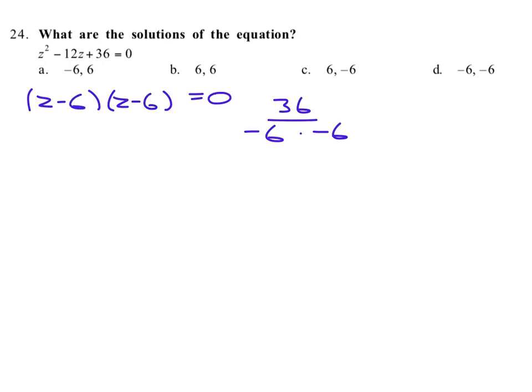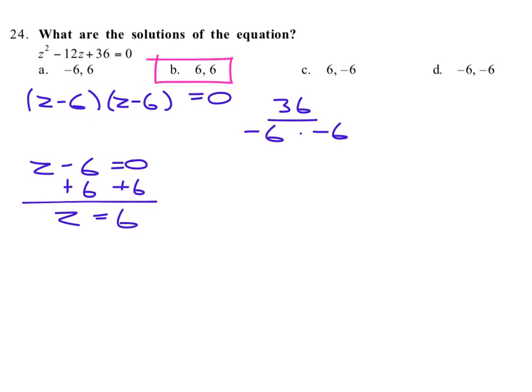That's the same number twice. So, right? So what are the solutions? Well, let's check. Let's take z minus 6, set it equal to 0. We only have to do it once because it's the same thing twice, right? Plus 6, z equals 6. So that is B.